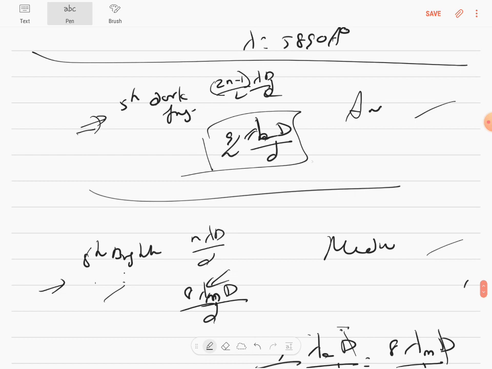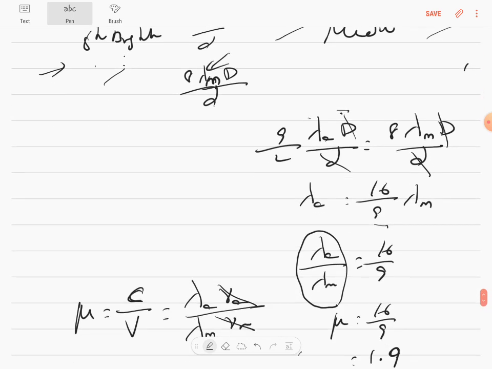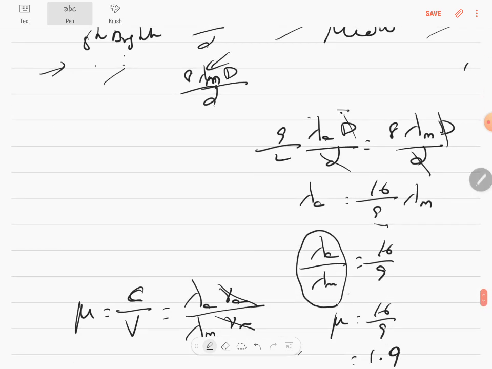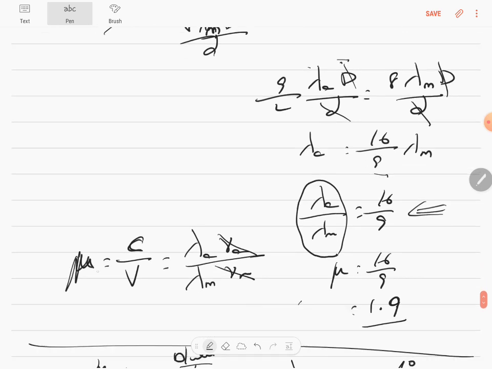So therefore you can equate this with this, because they are obtained at the same position. The fifth dark fringe in the air and the eighth bright fringe in the medium are coinciding, which means the position is the same. So you get lambda a by lambda m to be 16 by 9. The refractive index is velocity in vacuum by velocity in medium, which itself is lambda a by lambda m, so thus you get the answer.